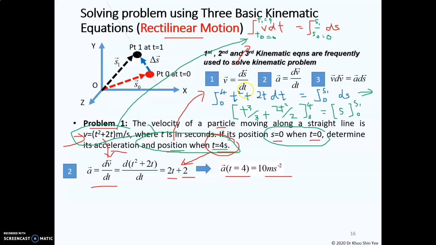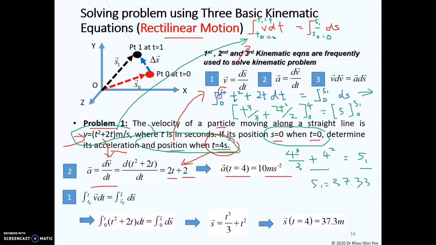If you integrate t squared, you obtain t to the power of 3 divided by 3. Integrate 2t, you obtain 2t squared divided by 2. And then don't forget to substitute the limit 0 and 4 here. On the right hand side, integrate 1 dx, you obtain x. If you substitute the limit inside and calculate, you should obtain this. On the right hand side, you should obtain x1. So if you compute, you should have x1 equal to 37.3. So this is the position at t equal to 4 here.